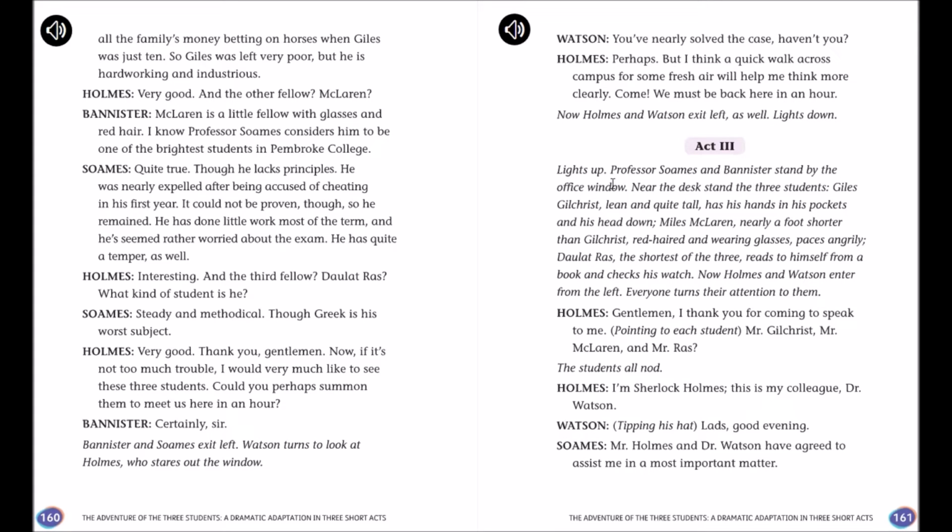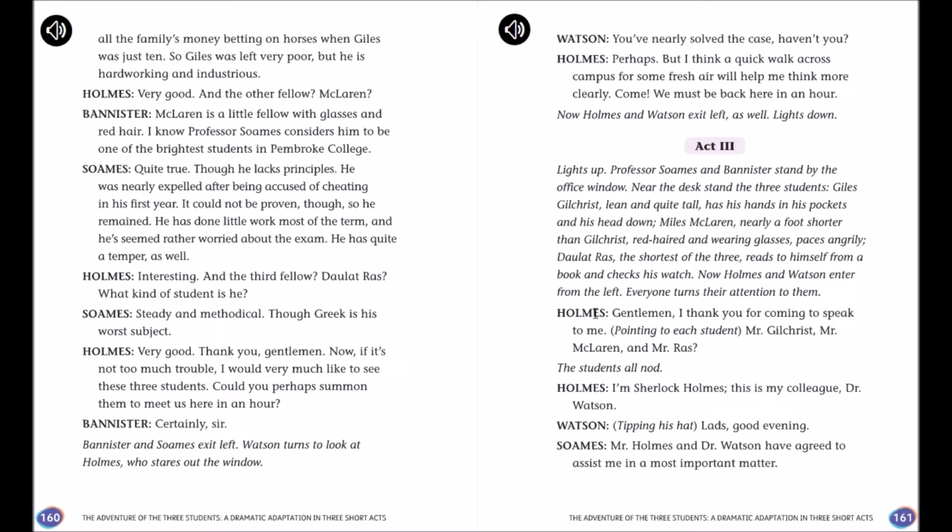Professor Soames and Bannister stand by the office window. Near the desk stand the 3 students. Giles Gilchrist, lean and quite tall, has his hands in his pockets and his head down. Miles McLaurin, nearly a foot shorter than Gilchrist, red-haired and wearing glasses, paces angrily. Dowlett Ross, the shortest of the 3, reads to himself from a book and checks his watch. Now Holmes and Watson enter from the left. Everyone turns their attention to them.